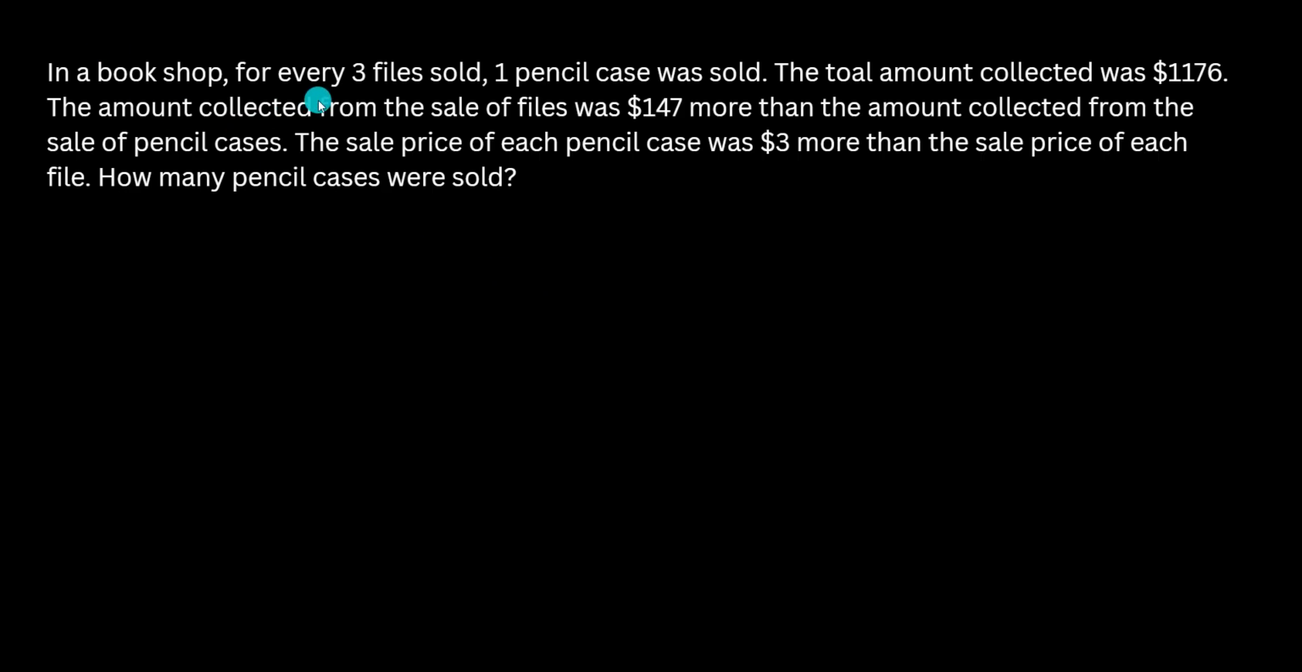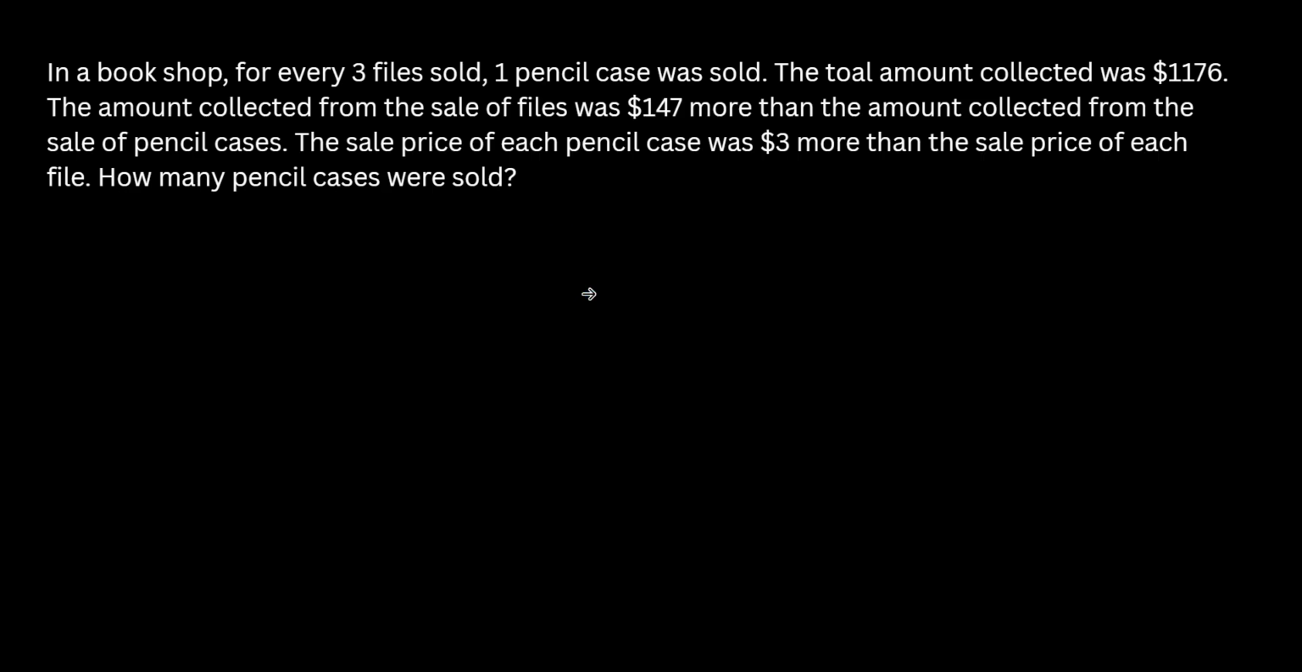In a bookshop, for every 3 files sold, one pencil case was sold. The total amount collected was $1,176. The amount collected from the sale of files was $147 more than the amount collected from the sale of pencil cases. The sale price of each pencil case was $3 more than the sale price of each file. How many pencil cases were sold?